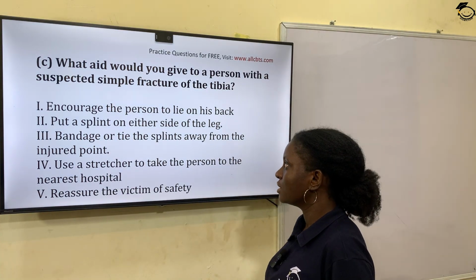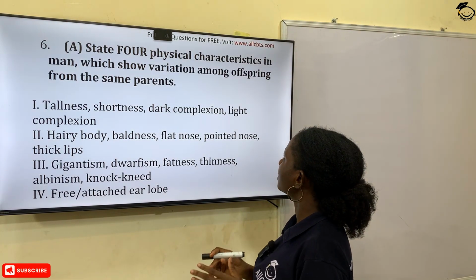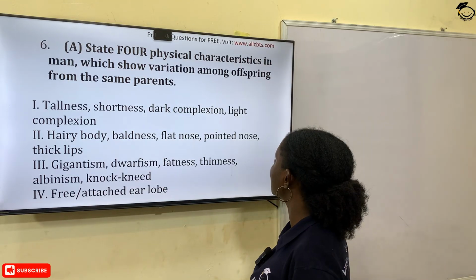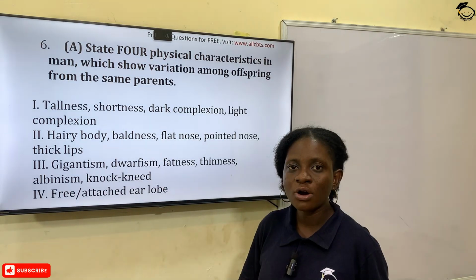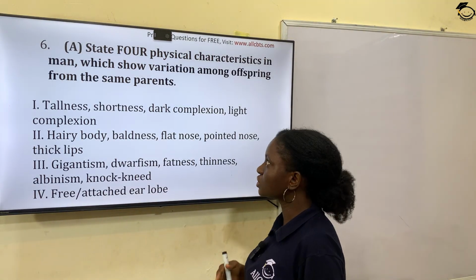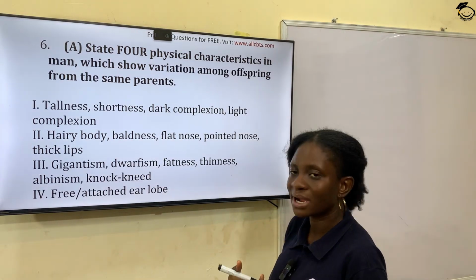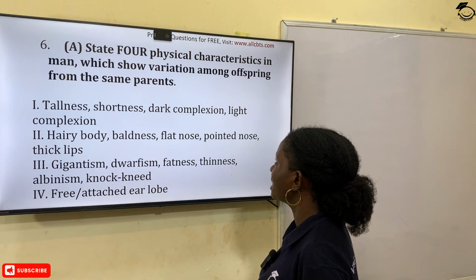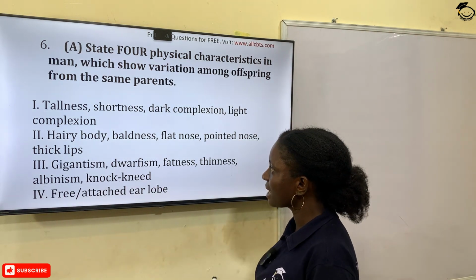So that's it. Question 6A. State four physical characteristics in man which show variation among offspring from the same parents. So this is talking about genetics. So what are the physical characteristics in man that show variation among offspring from the same parents?